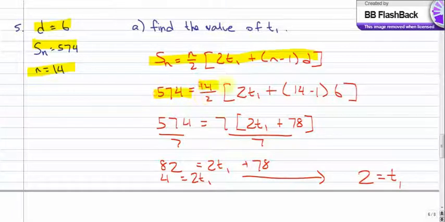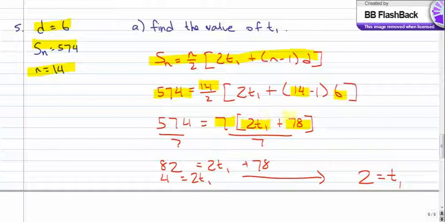We know that there are 14 terms involved, but we don't know what t1 is, but we do know what the difference is. That's 6. So let's multiply everything in. 14 divided by 2 gives us 7. 2t1 remains the same. 14 minus 1 is 13. 13 times 6 gives us 78.